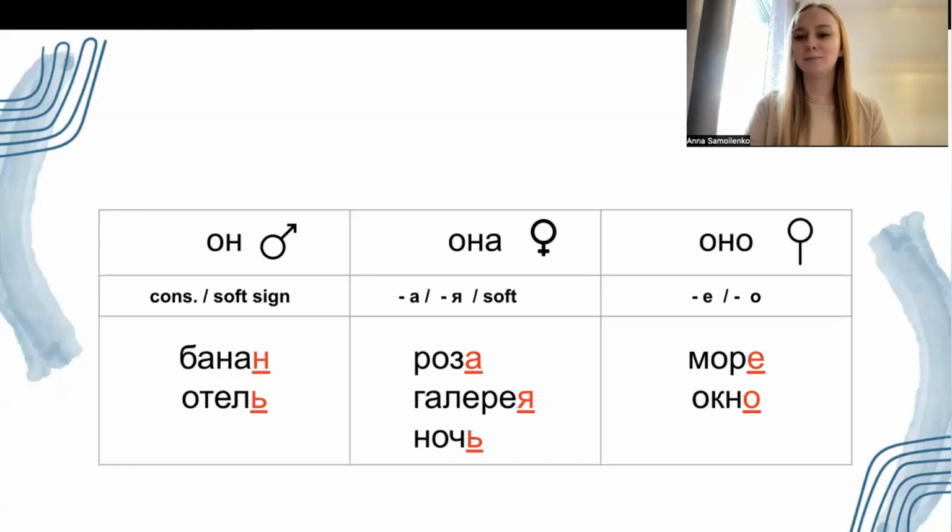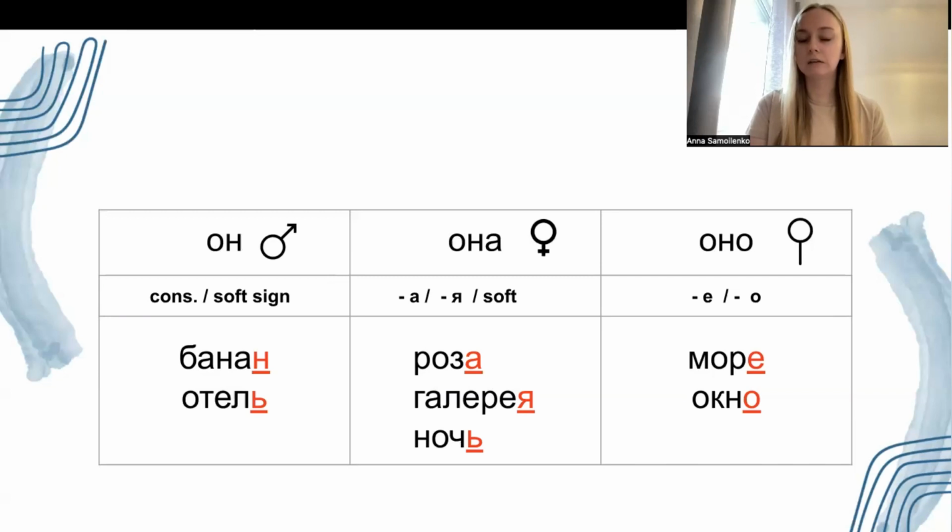So, we're back to our rules. Here you can see, as I said, we put genders depending on the ending. Let's take the masculine gender. When we take masculine gender, please look at the first word. The first word is banan. So banan ends on the letter N.